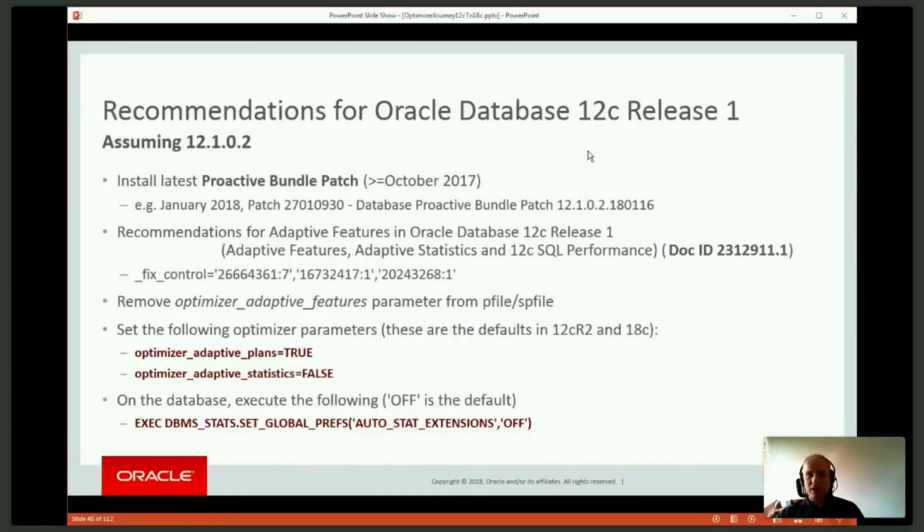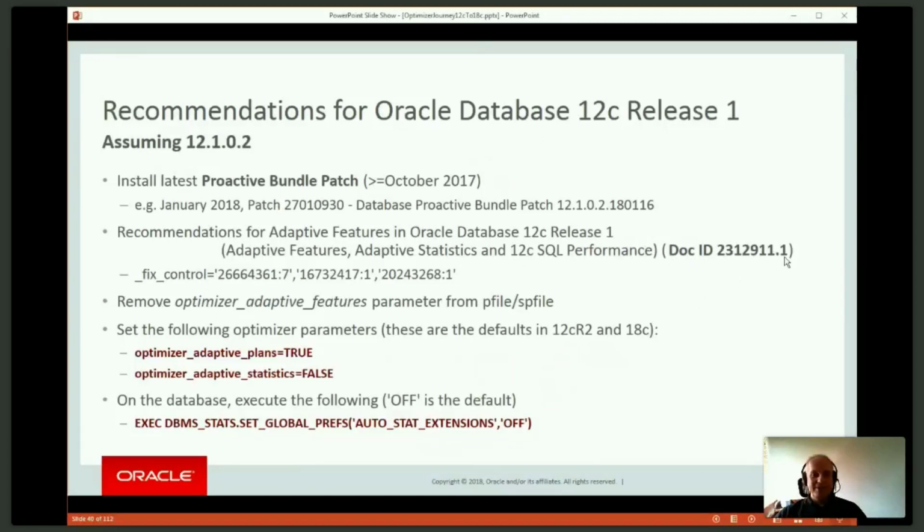The solution that we recommend if you're using Oracle 12C Release 1 is to apply the latest proactive bundle patch, so that's greater than or equal to October 2017, and it's incorporated in October, April, what have you. If you apply this proactive bundle patch, nothing new happens initially. You have to proactively enable the new features, and that's done with a set of fix controls. So what I recommend is you go and look at this doc, which will explain how to do this.